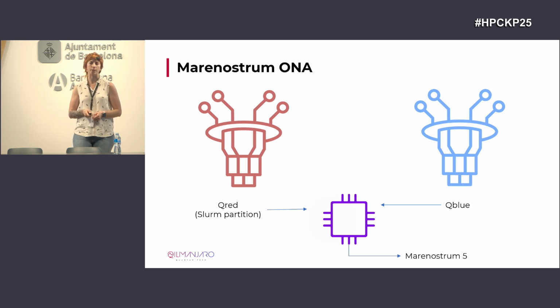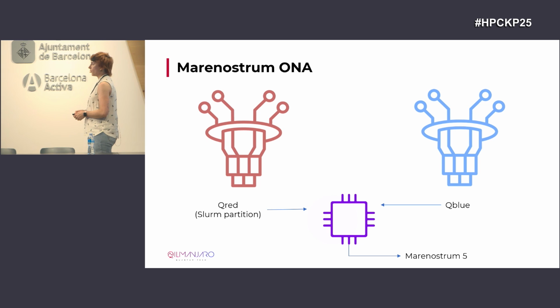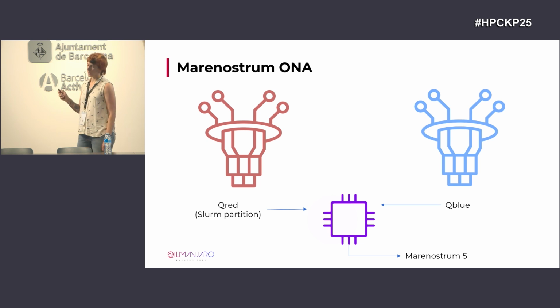So how is it connected to Mare Nostrum? It was quite straightforward from the point of view of HPC, because as the two quantum computers are connected to a server, this server is taken into consideration as a node. And for that reason, BSC did two partitions that they call Q red and Q blue, and then connected them to Mare Nostrum 5. At the moment, there are two different systems, but they have plans to put everything together.